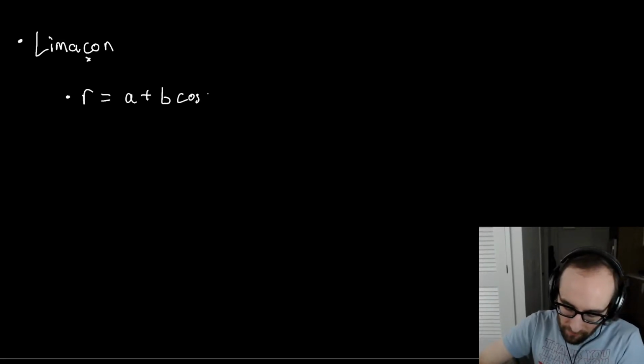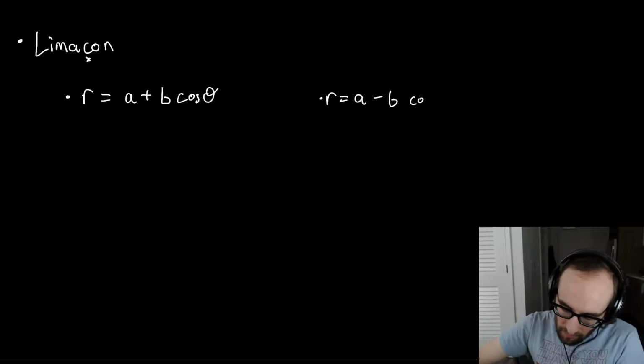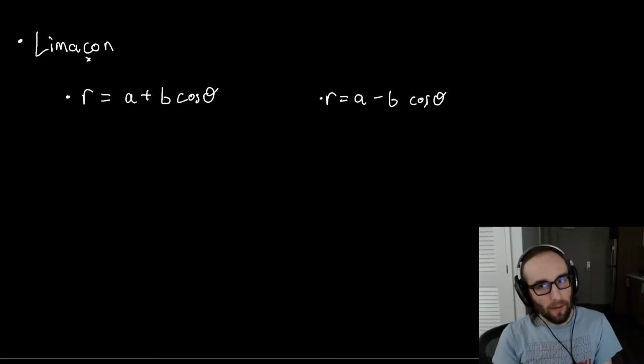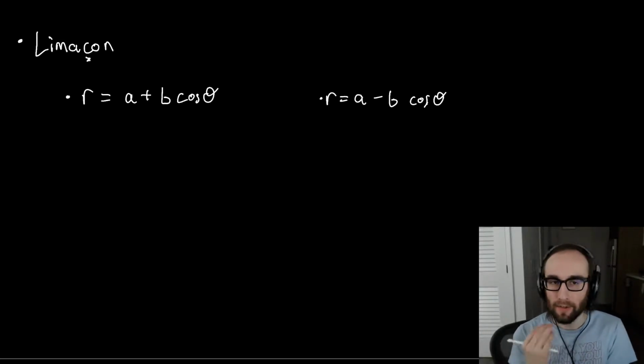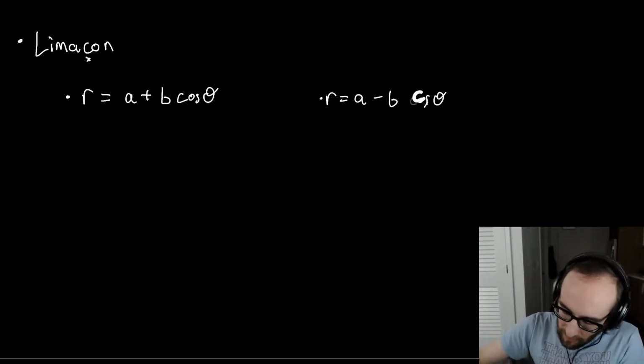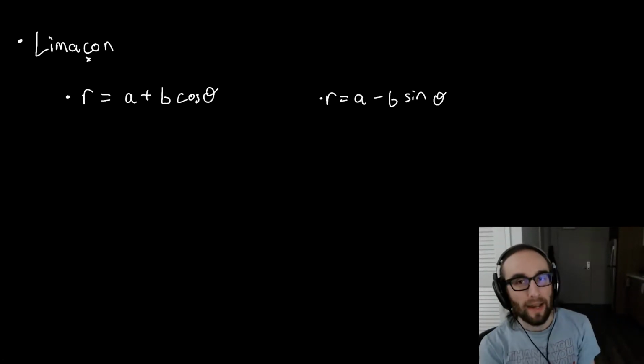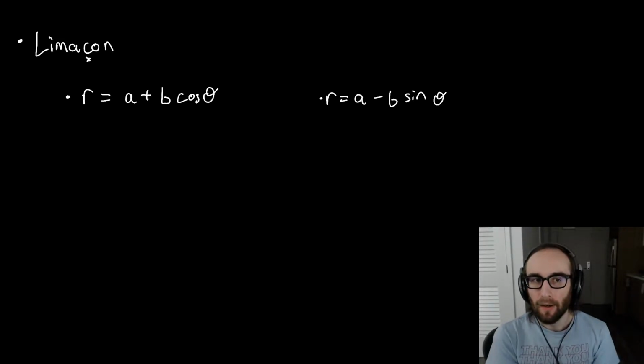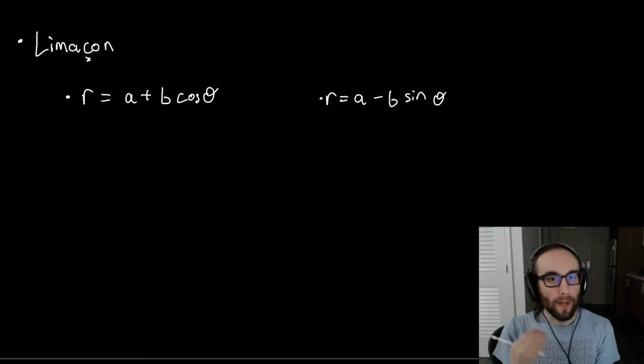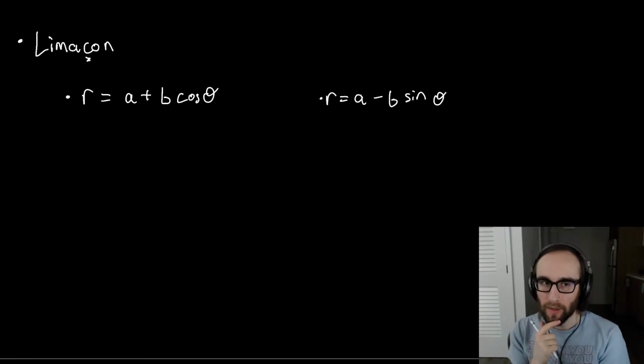The equations are going to look similar to cardioids, except we have r equals a plus b cosine theta, or r equals a minus b cosine theta. So really similar. We have some number, and then we're adding or subtracting some number times cosine or sine. b times sine theta. However, a and b are different values in this case.